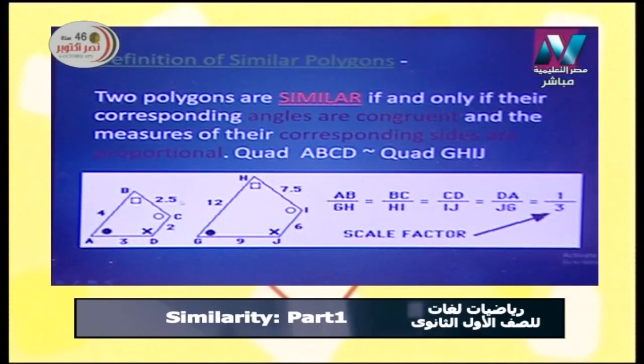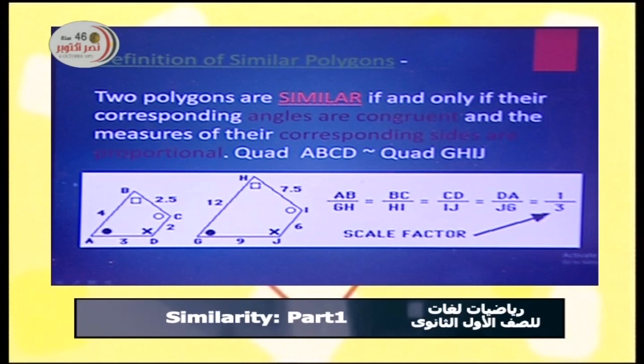Okay, let's move to these two figures. We have two quads. Polygons are similar if and only if their corresponding angles are congruent and their corresponding sides are proportional. We have the quad ABCD and the other quad GHIJ. We can see clearly that AB, which is 4, over GH, which is 12, if we divide them, will be 1/3.